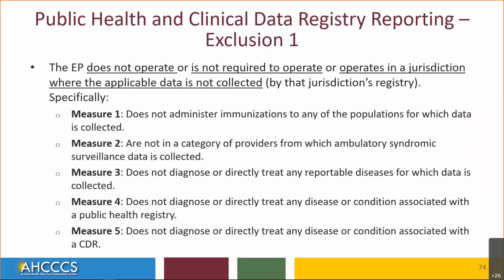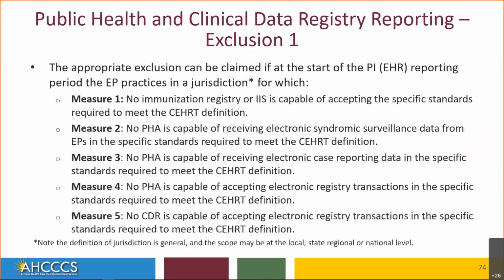The EP does not operate or is not required to operate or operates in a jurisdiction where the applicable data is not collected for exclusion 1. Measure 1 is that they do not administer immunizations to any of the populations for which data is collected. Measure 2 is that the provider is not in a category of providers for which ambulatory syndromic surveillance data is not collected. So basically, these providers, to meet this exclusion 1, are not collecting that data that is applicable to that registry, for which the registry is collecting data.